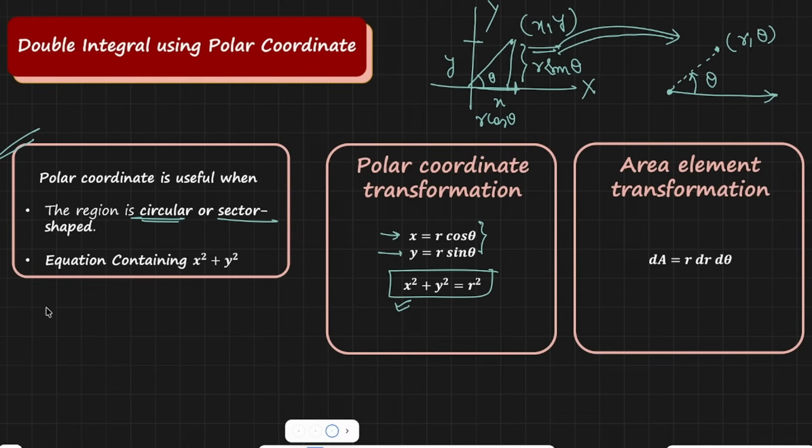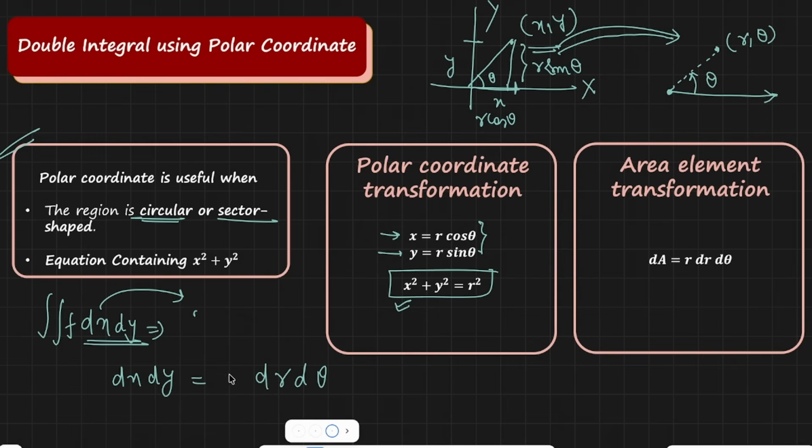Because of that, I will have this integral of f dx dy. When I convert this to polar coordinates, what will my dx dy be? To convert to polar coordinates, dx dy will equal dr d theta, but there is one more term called the Jacobian, and when you solve it, you will get r.